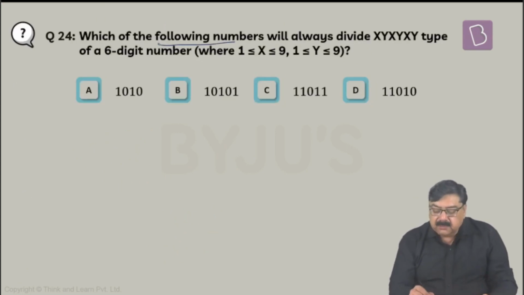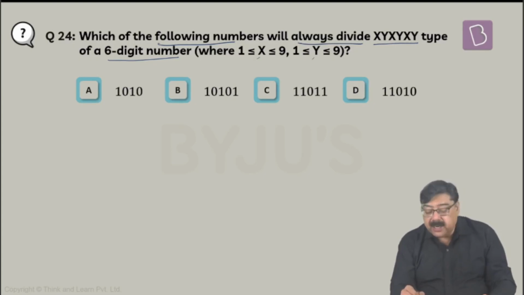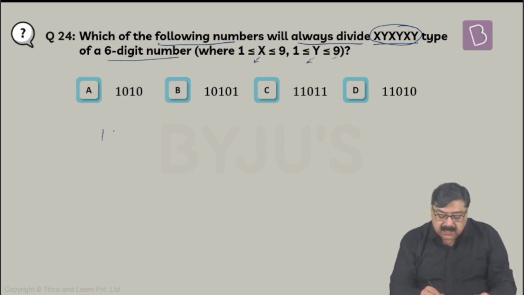Now, which of the following numbers will always divide a number of the type xy, xy, xy, a 6-digit number, where x is greater than or equal to 1, less than or equal to 9, and y is greater than or equal to 1 and less than or equal to 9. Now let us take a number of the xy, xy, xy type and divide that number by the numbers given in the choices turn by turn. So the value of x cannot be less than 1. The value of y also cannot be less than 1. So let's take a number 121212.